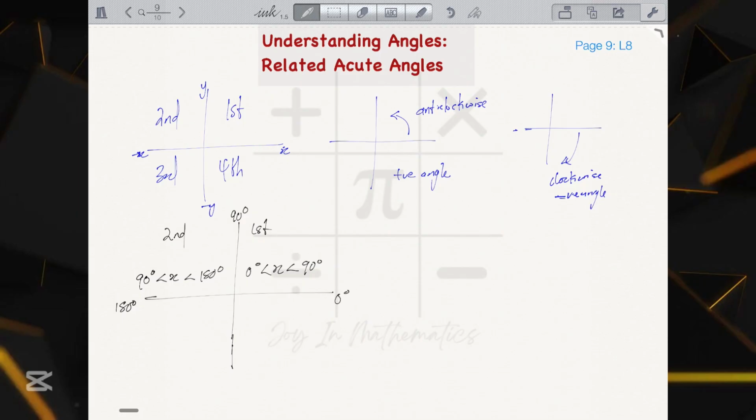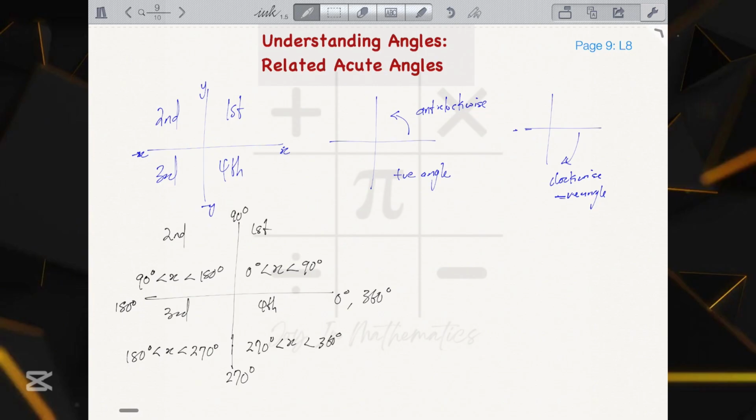And similarly, for the third quadrant, we have the angle in the range of 180 degrees and 270 degrees. So we have 180 degrees less than x, less than 270 degrees. And finally, for the fourth quadrant, we have the range from 270 degrees to 360 degrees. So that will give us 270 degrees less than or equal to x, less than or equal to 360 degrees.